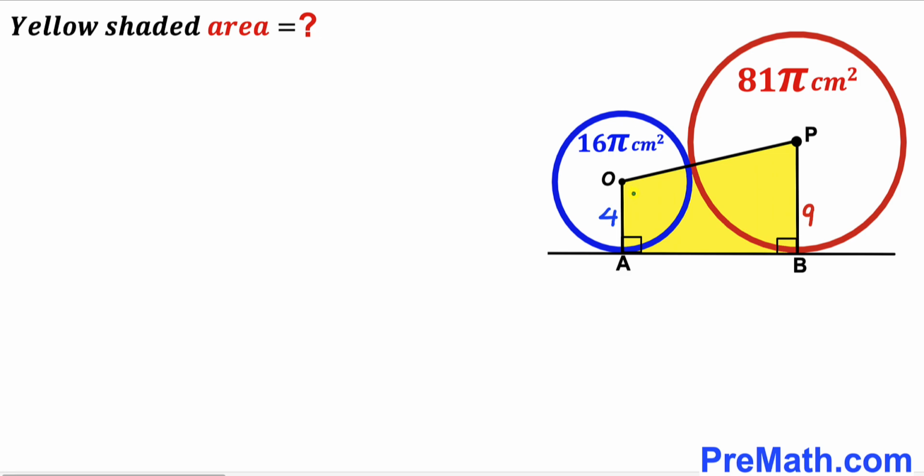Now let's make an observation. We can see this OA is the radius of this blue circle, which is 4. So this is going to be the radius of this blue circle as well, and this is going to be 4. Likewise, this is going to be the radius of this red circle, and we know the radius of this circle is 9. So this radius is going to be 9 as well.